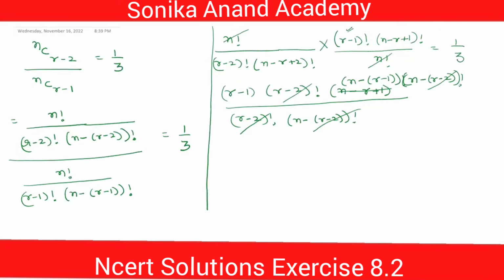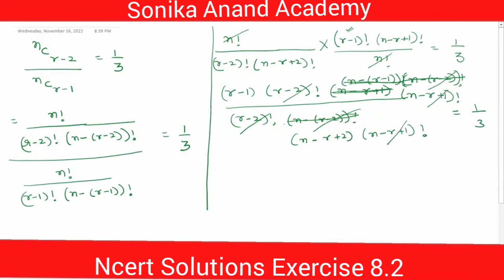Listen, I have done wrong. We have to split this. I'm confused with that. Write like this: n minus r plus 1 factorial. Here I write like this: n minus r plus 2, then n minus r plus 1 factorial. Please memorize this. Now these two get cut down. So we get r minus 1 over n minus r plus 2 is equal to 1 by 3.